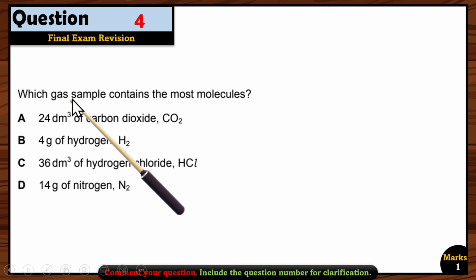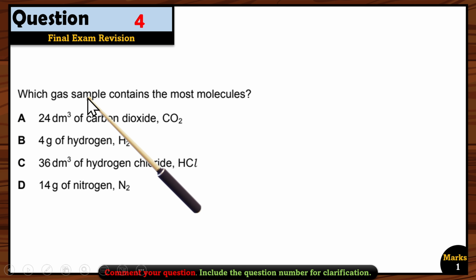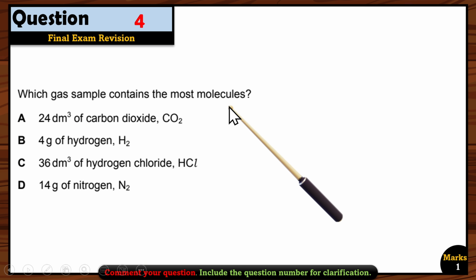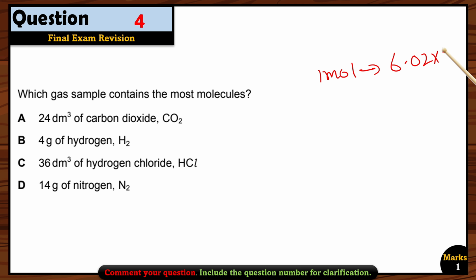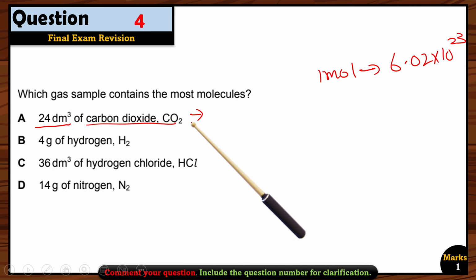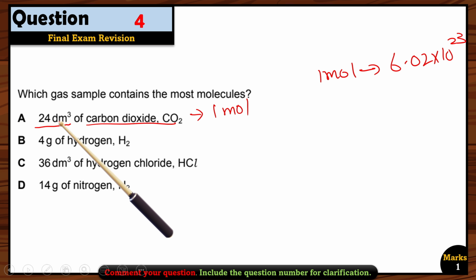Question number 4. Which gas sample contains the most molecules? So it's simple. You have to first find the number of moles. Once you know the number of moles, it will be easy, because we know that in 1 mole we have 6.02 × 10^23 atoms or molecules. So now let's see one by one which one of them is 1 mole or more than 1 mole. 24 dm cube is the volume of carbon dioxide, and carbon dioxide is a gas, so at room temperature and pressure it should be 1 mole, because only 1 mole of a gas can have 24 dm cube volume.